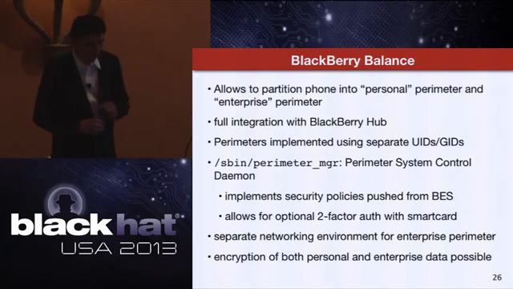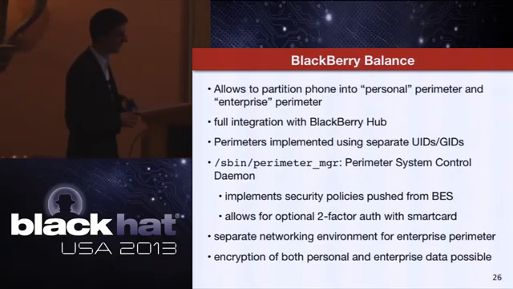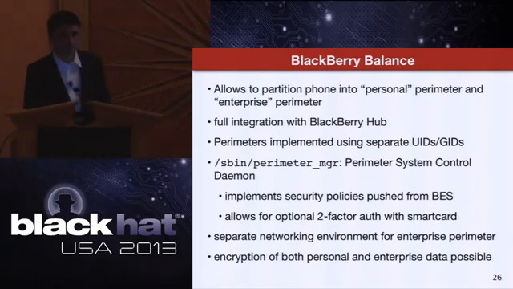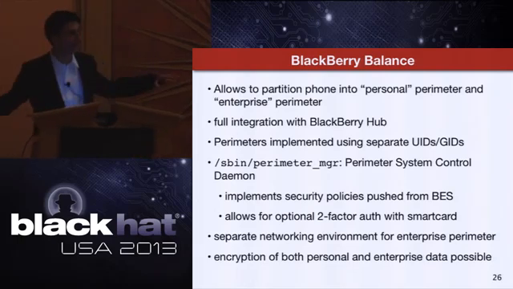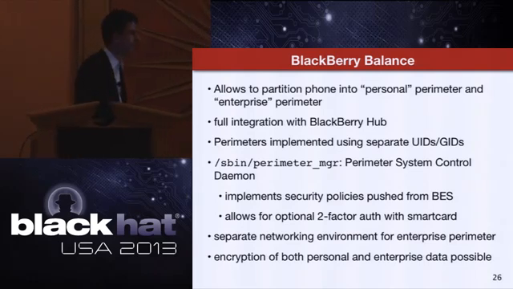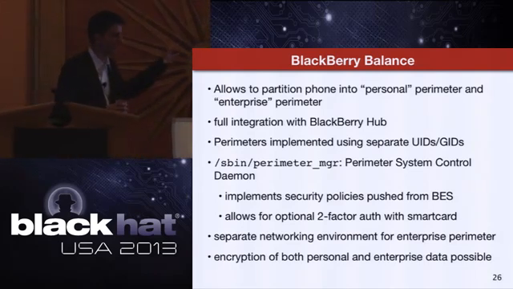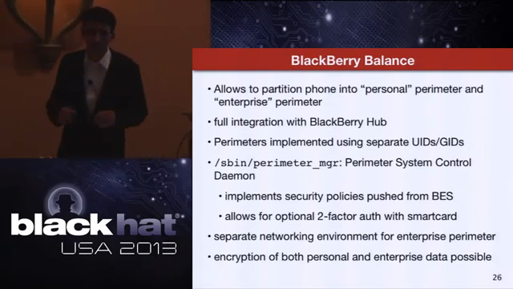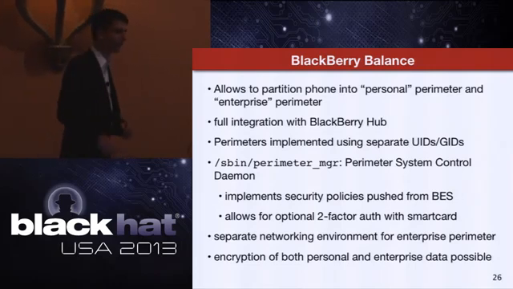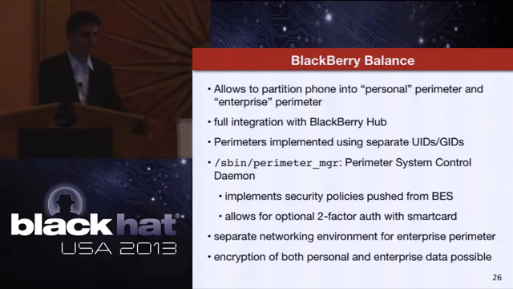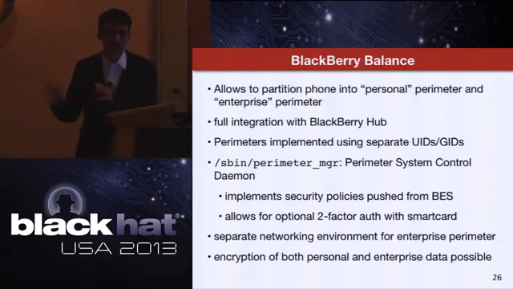Last but not least, we'll have a look at BlackBerry Balance. BlackBerry Balance is the solution that they have for separating your phone into two environments. They call these perimeters or domains, depending where you look. Basically, you can have a personal perimeter in which you have your Facebook, Twitter, whatever, all of your Angry Birds. And then you have an enterprise perimeter, which is connected to your corporate network, where you have your corporate applications and your corporate email and so on.